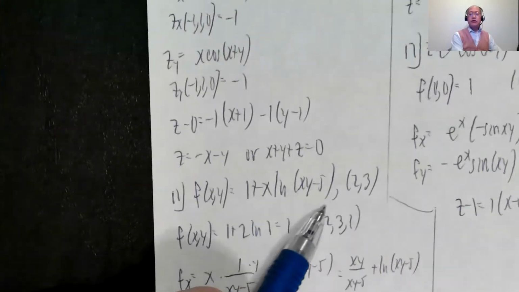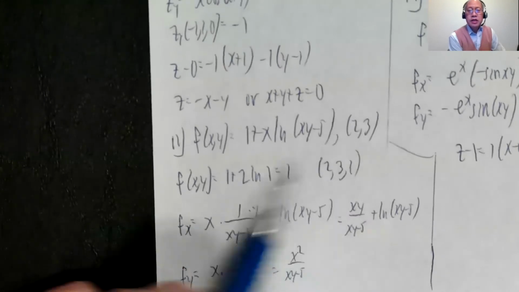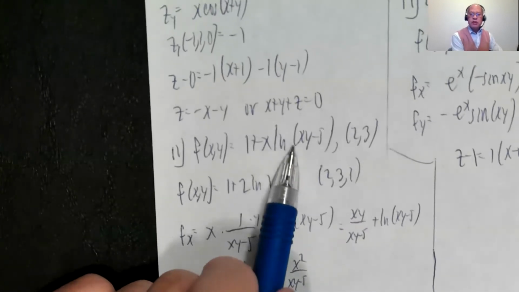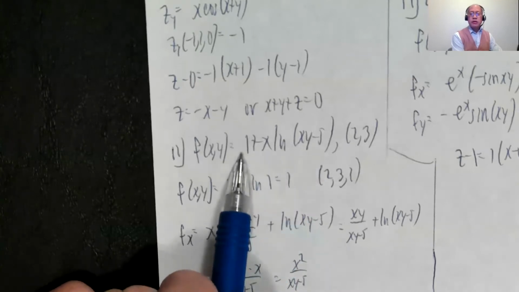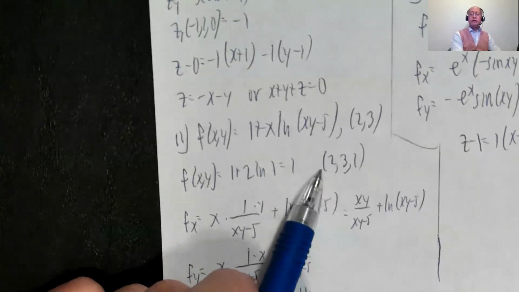Okay, so they give me only 2 and 3. What's the z value? Simply plug in. So put a 2 here, 2 here, 3 here. 6 minus 5 is 1, ln of 1 is 0. So z is 1. So the ordered triple is (2, 3, 1).